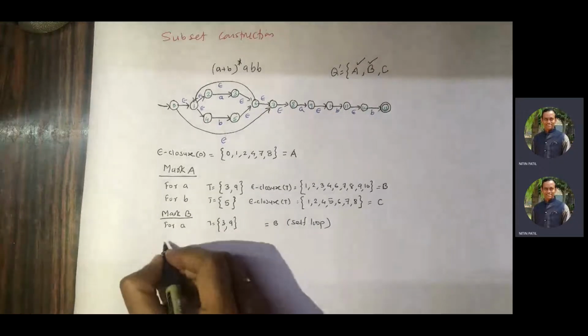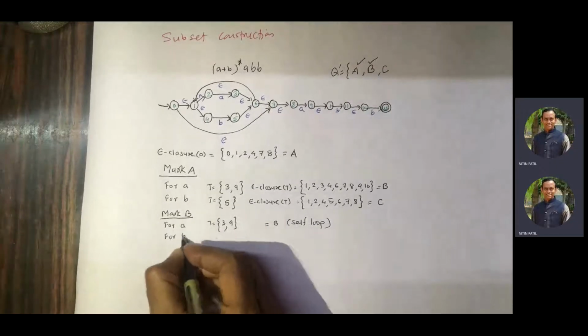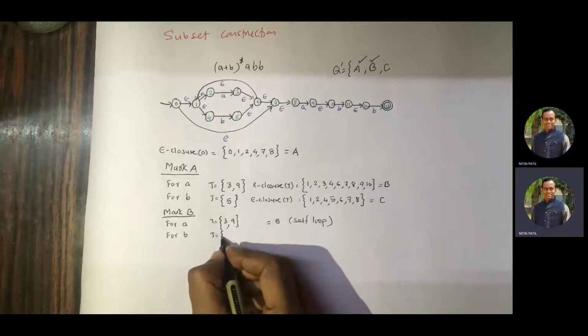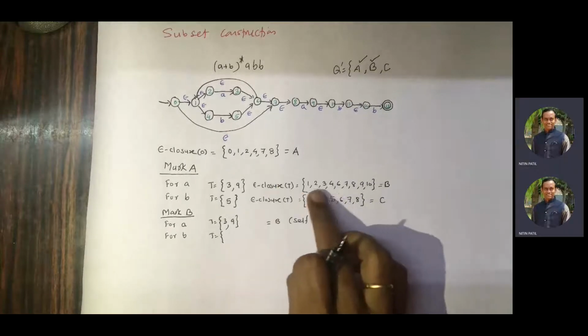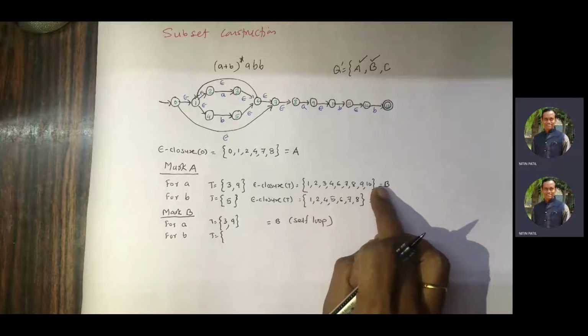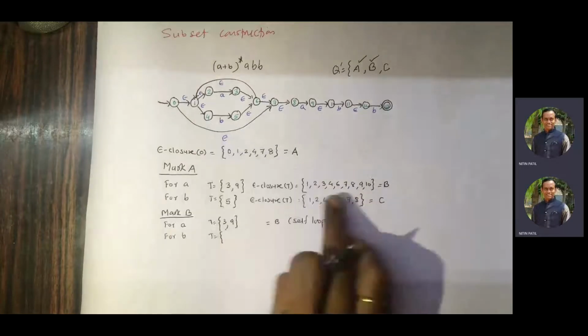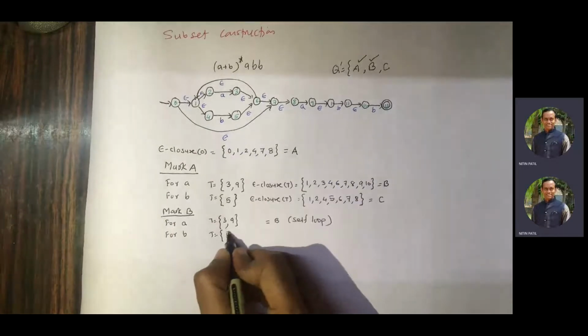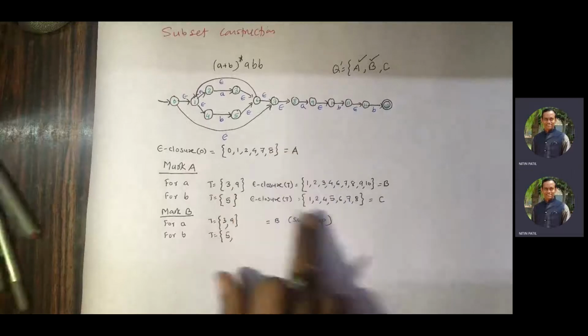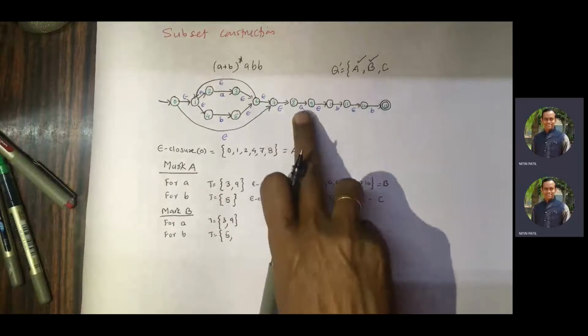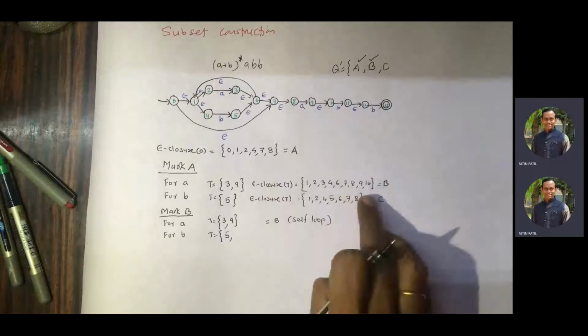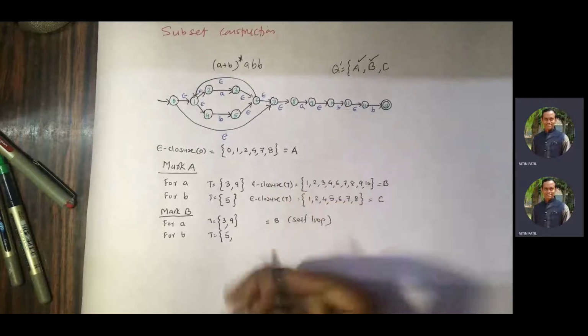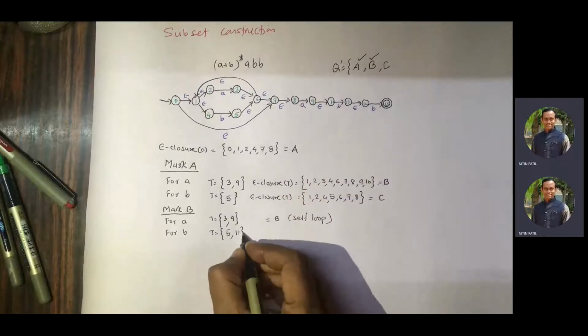Fine. Do the same process for B now. Compute T. Now you have 1, 2, 3, 4, 6, 7, 8, 9, 10. We have 4 included here, so we will add 5. We had 8, but there is no transition. 9, we had no transition. 10, yes, there is a transition. Where is it going? 11. So you add 11 here.